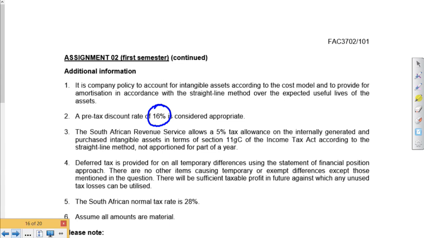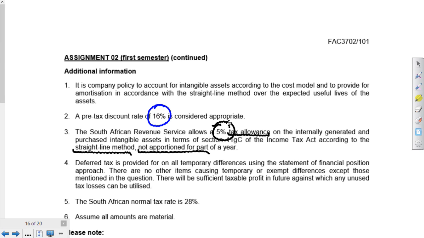SARS allows a 5% tax allowance on internally generated and purchased intangibles. So this is SARS, 5% tax allowance. In terms of section 11 GC, straight line, not apportioned. But we don't have a problem with apportioning, because we bought it 1 January and our year end is December, so there's no problem anyway with apportioning.